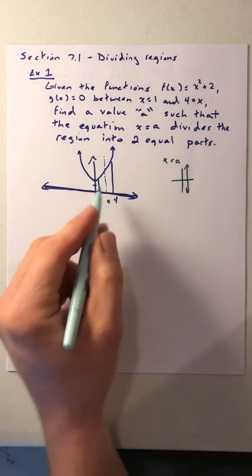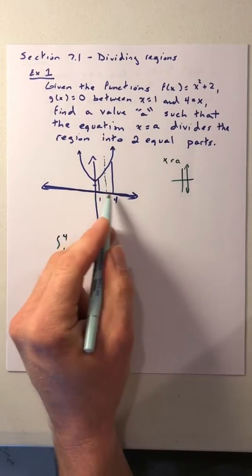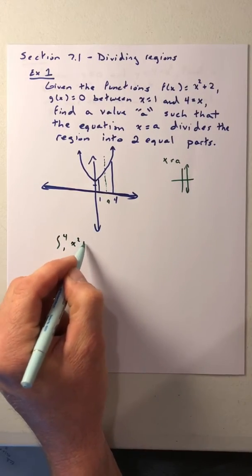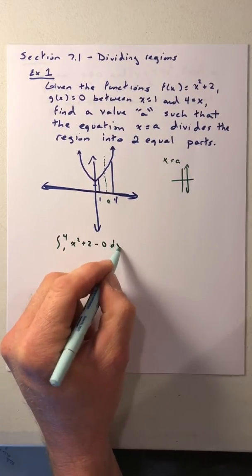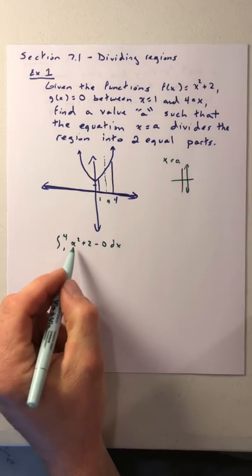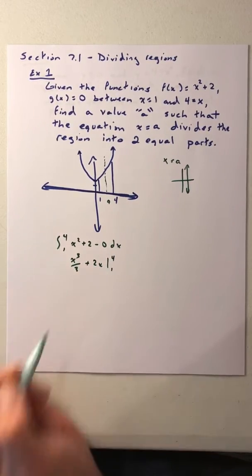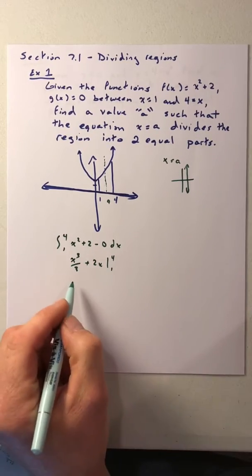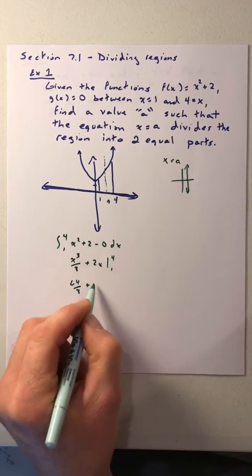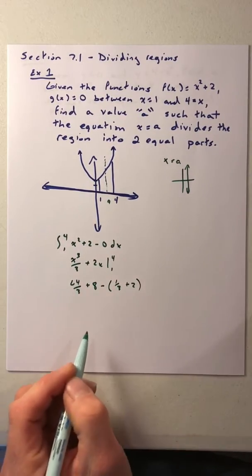Well, the first thing I can do is find the area of this region altogether. So I can find the integration from 1 to 4 of x squared plus 2 minus 0 dx. Again, that 0, a placeholder, not required, not necessary, but useful, especially as we get into later questions. So I can go ahead and integrate this. I get x to the third over 3 plus 2x from 1 to 4. Plugging in my 4, we have 64 thirds plus 8 minus, plugging in our 1, we have 1/3 plus 2.